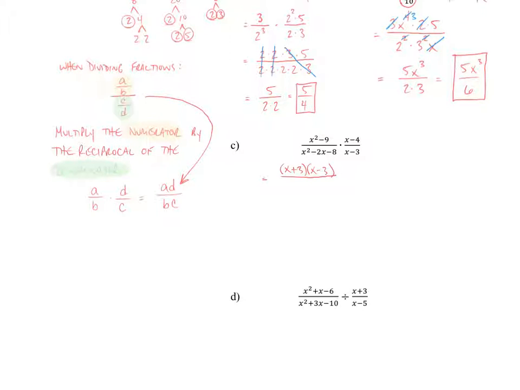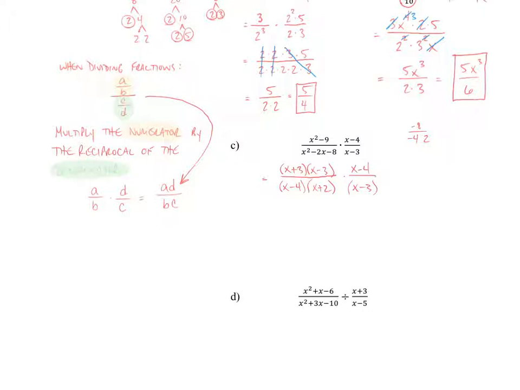My denominator would be the AM method. If I make a quick list of the factors of -8, I'm going to go with -4 and 2 because those add up to -2. So x minus 4 and x plus 2, and times x minus 4 over x minus 3.